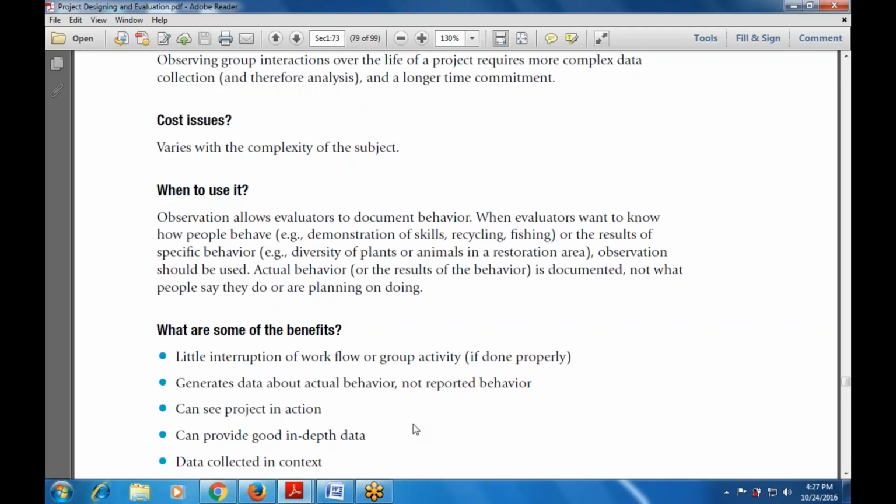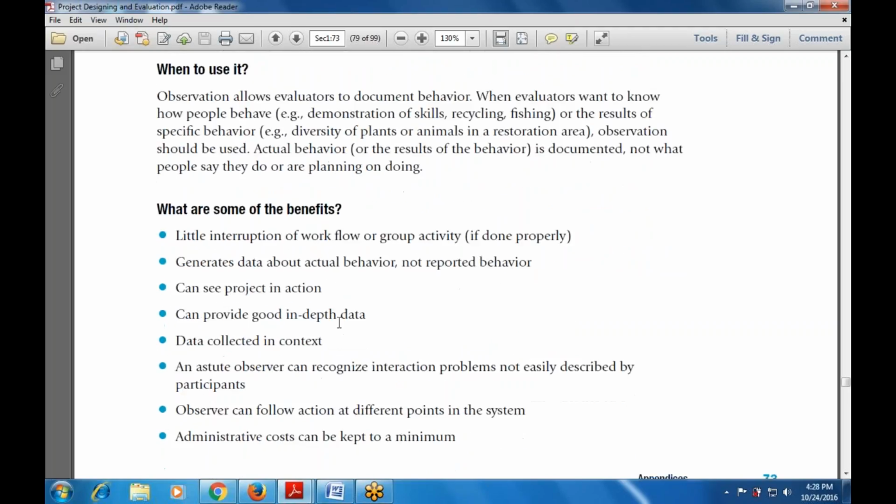Then it can also provide good in-depth data, whatever in-depth data is acquired. So that also provides benefits of observation as a tool. Then data collected is in context. So whatever data is collected, that is available in context, with the guidelines that we have.